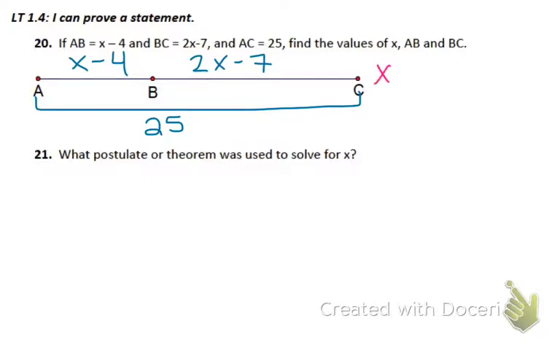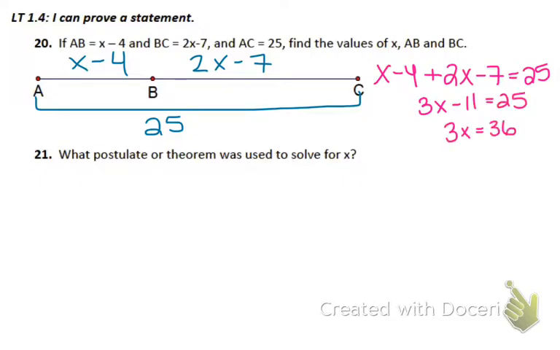So I have x minus 4 plus 2x minus 7 equals 25. Sorry, having some technical difficulties over here. Let me fix that. I can combine like terms, so x plus 2x is 3x. Negative 4 minus 7 is negative 11 equals 25. Add 11 to both sides, so I get 3x equals 36. Divide by 3, and you get x equals 12. So I have x. So now I can find AB and BC.